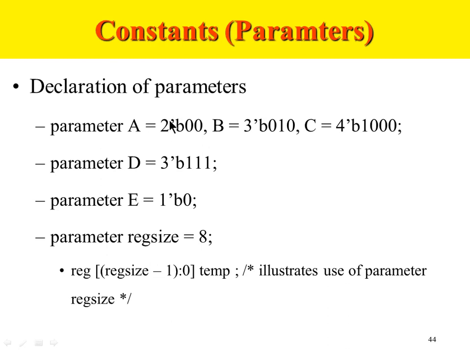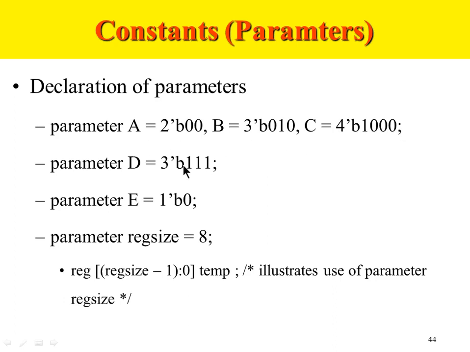Parameter A is equal to 2 tick B00. So a 2-bit binary value 00. B is equal to 3 tick B010, so this is a 3-bit binary number 010. C is equal to 4 tick B1000, so this is a 4-bit binary number. So parameter A is 00, 2-bit. B is 010, 3-bit binary, and C is 4-bit 1000.